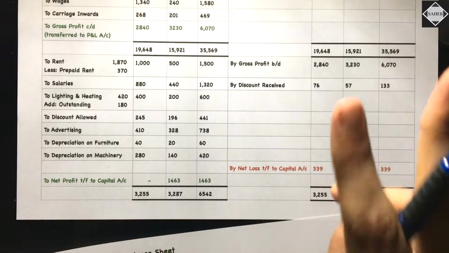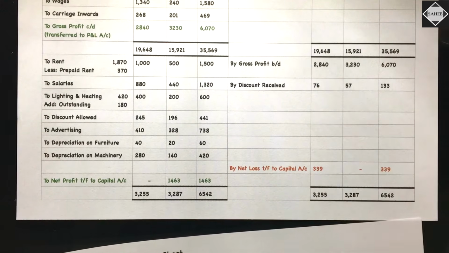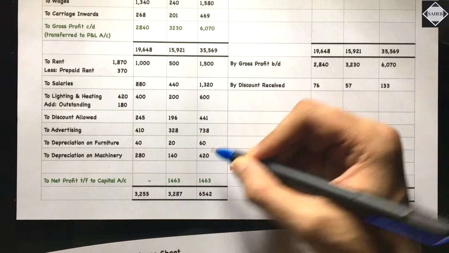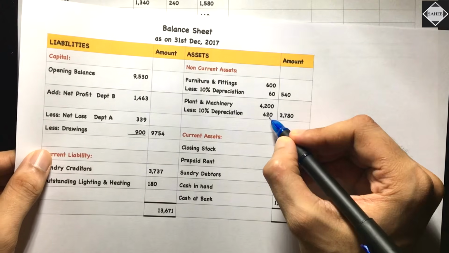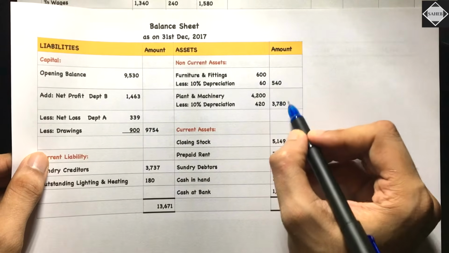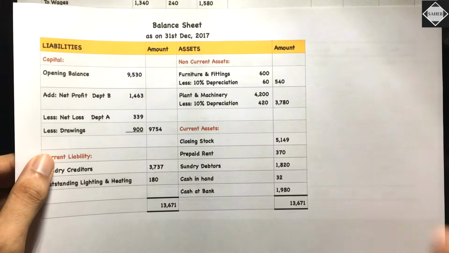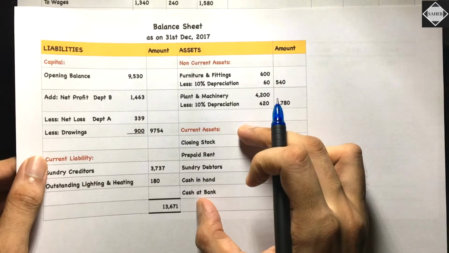Depreciation effect will go on two places because it was an adjustment. 60, 420 in P&L and here also 60, 420. Is that clear? And then the remaining amount you will write over here. Okay, fine, understood. Then regarding current assets.